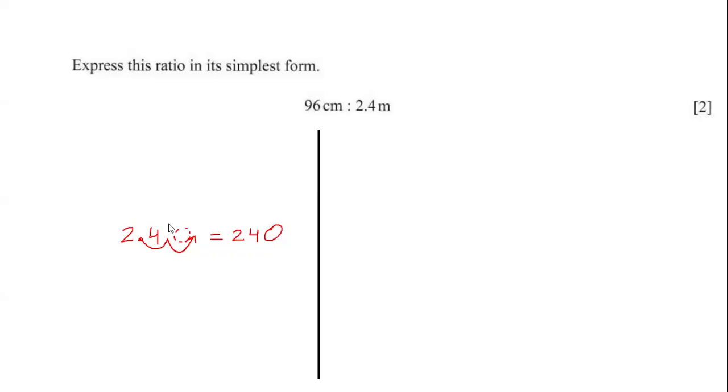Again, today we're looking at how we simplify these ratios, in a way that we have to use different units. But remember, for the different units, all we need to do is change them to the same unit. Once they're in the same units, then we can go ahead and simplify them. That's all we need to do.